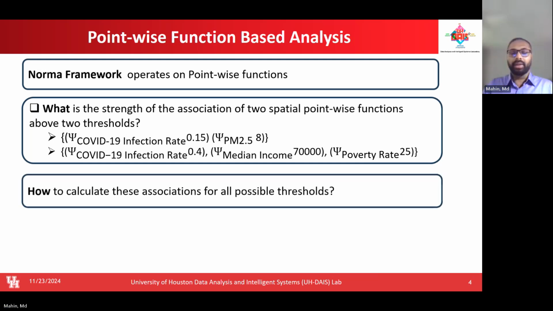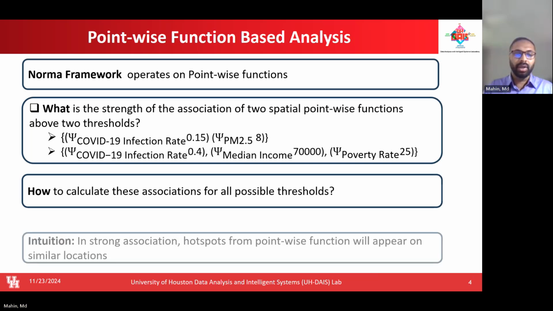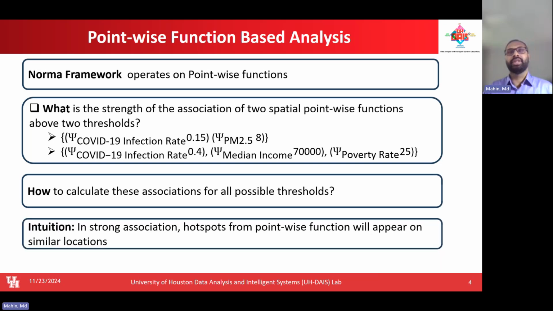So this is for one threshold. We also aim to calculate such associations for all possible thresholds related to each function. Then our intuition for this research is very simple. When there is a strong association, we expect hotspots from different pointwise functions will appear in similar locations.